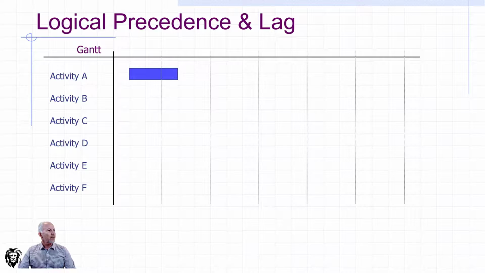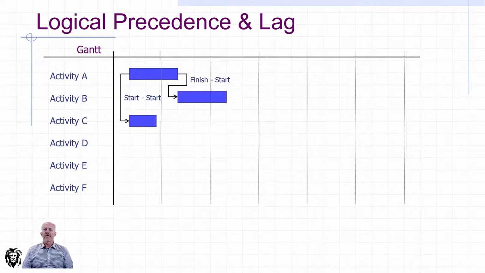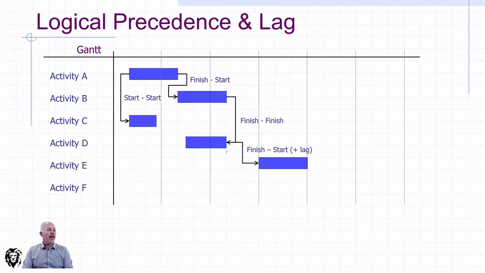So if we think of activity A, the traditional one would be shown as a finish-to-start, where one has to finish before you can start the next, and it would be shown like that. But we can also accommodate ones where you need to have started the other one before this one can start, and that would be a start-to-start relationship. It's also possible that you would have a finish-to-finish relationship, where one needs to be finished before the other one can finish. And then we can incorporate any lag. So in this case, I'm showing a finish-to-start plus lag.